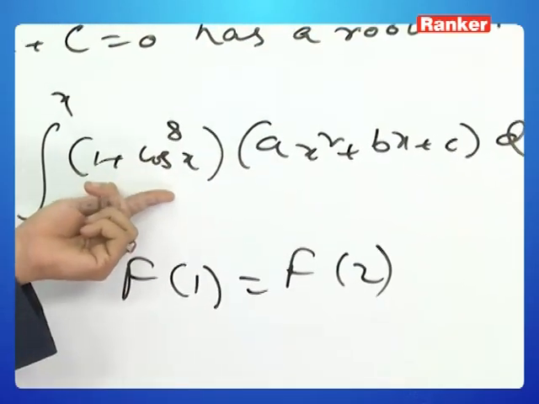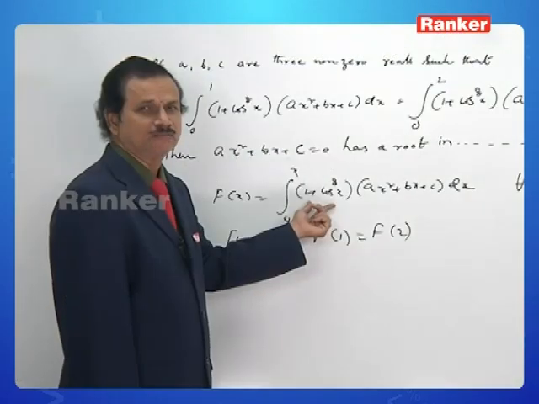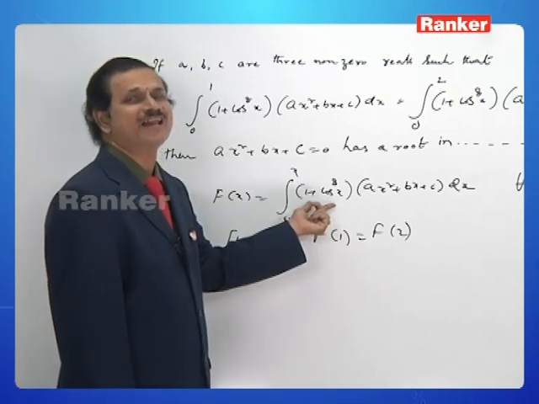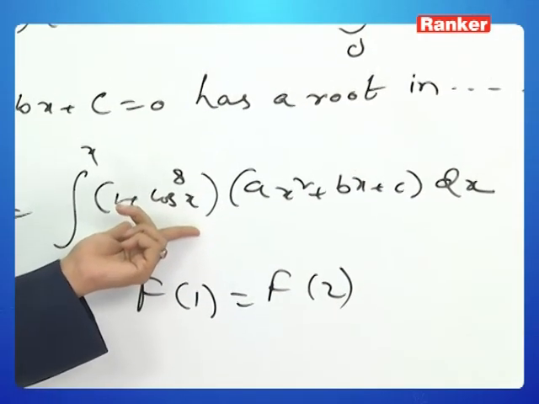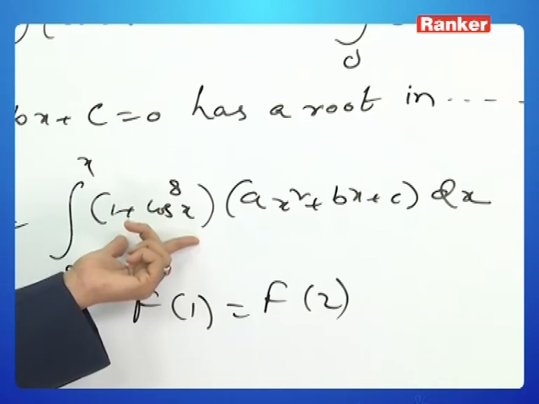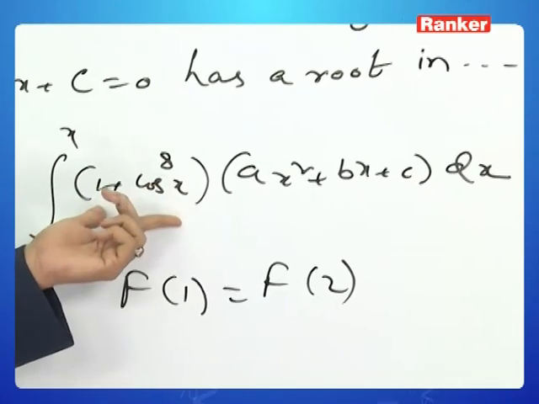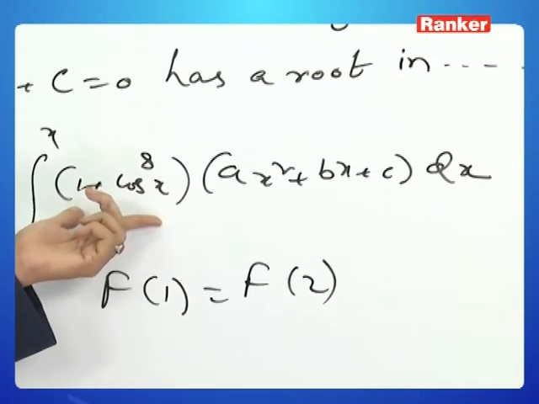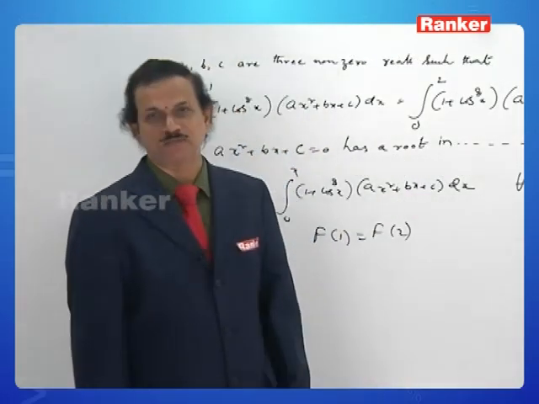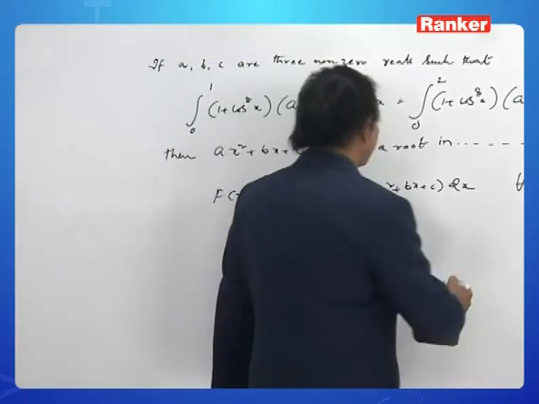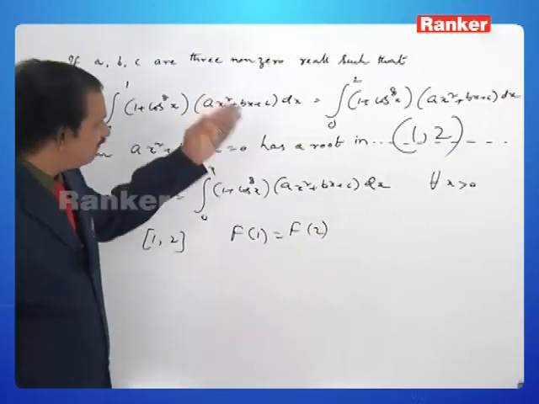You see, 1 plus cos power 8x cannot have a root in open interval 1 to 2, no doubt, because cos power 8x is always less than or equal to 1. It can never exceed 1. Therefore, no question of getting a root for 1 plus cos power 8x in the open interval 1 to 2. Therefore, this has no root in the open interval 1 to 2. The only alternative here is ax square plus bx plus c is equal to 0 has a root in open interval 1 to 2.